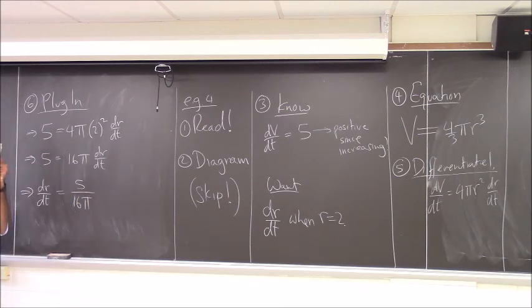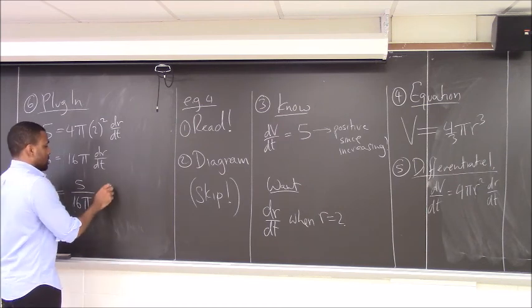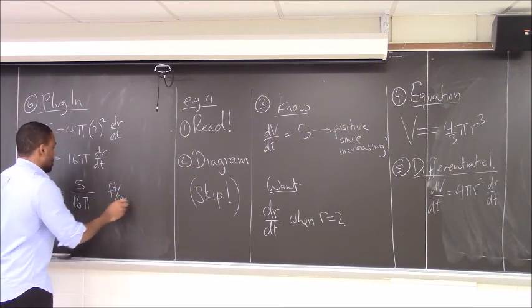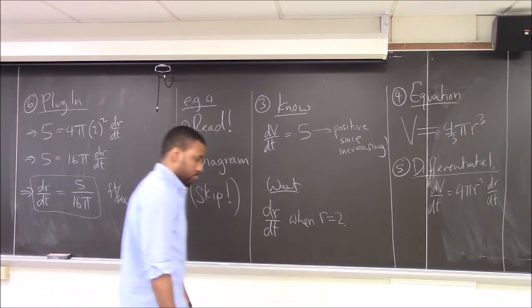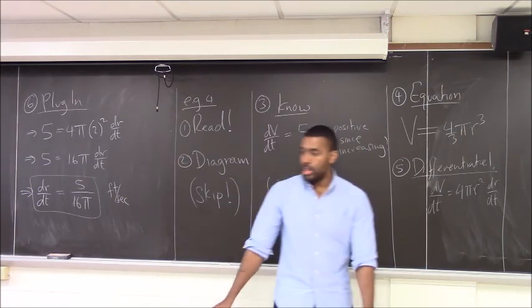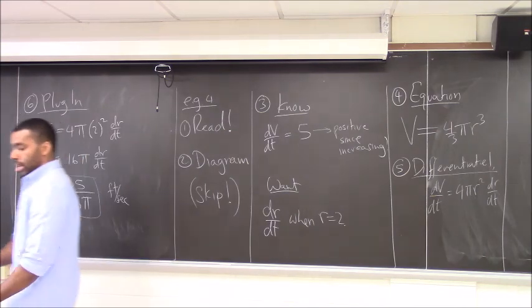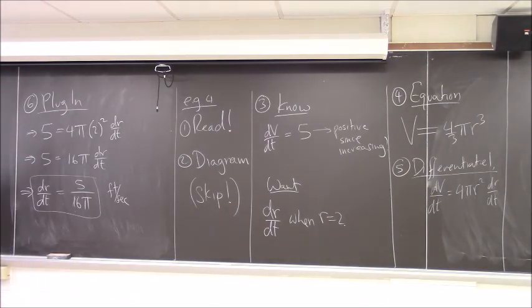And that's in cubic feet per second. So that's feet per second. Like I said, the units I don't really care about, as long as you get 5 over 16 pi. And that's it. So again, you always go through these 6 steps to solve any related rates problem.